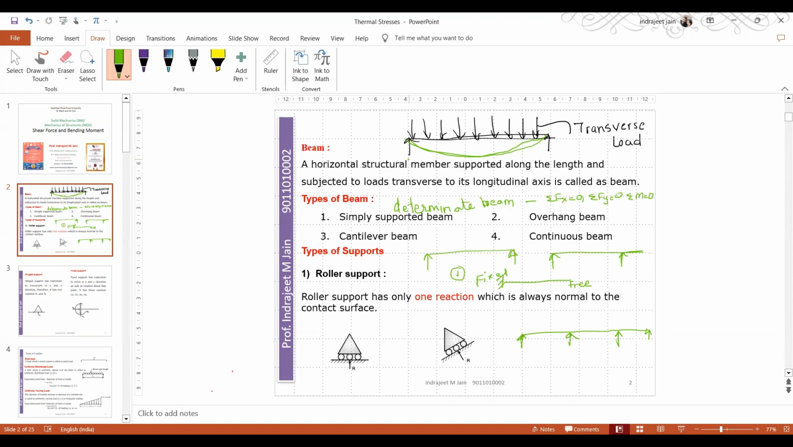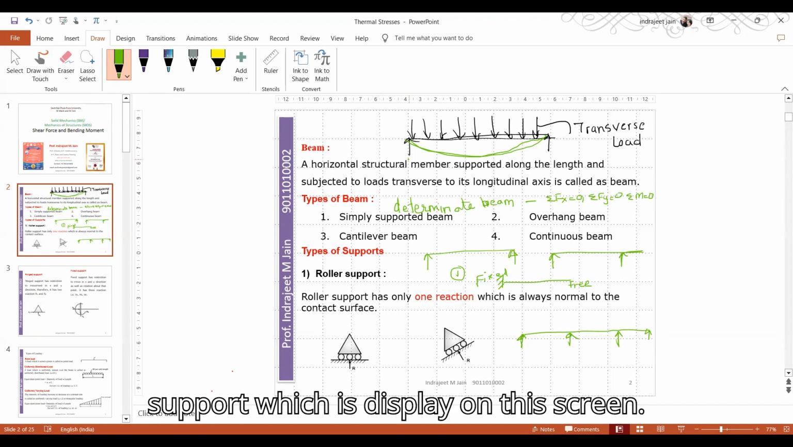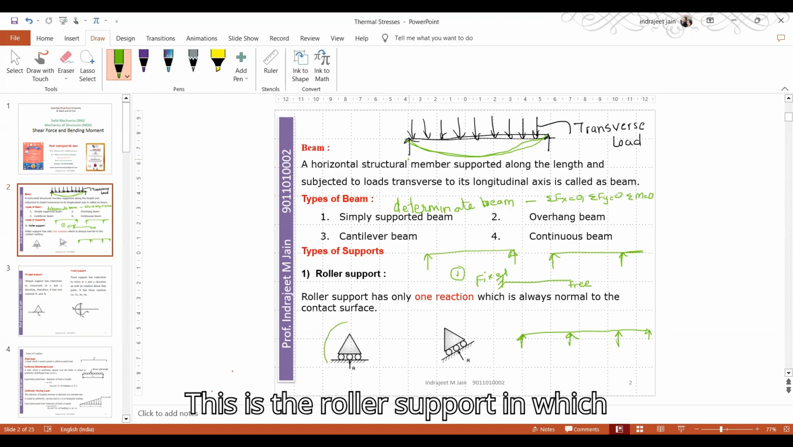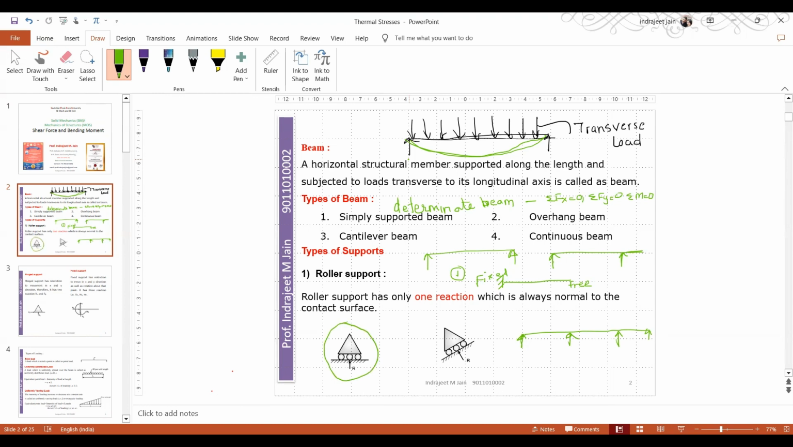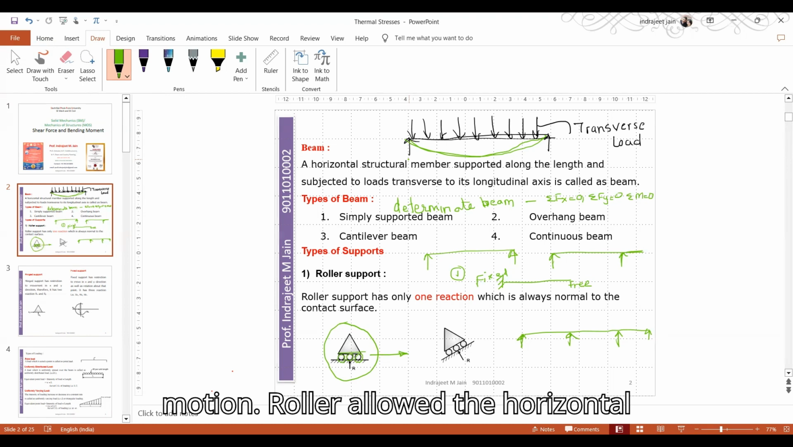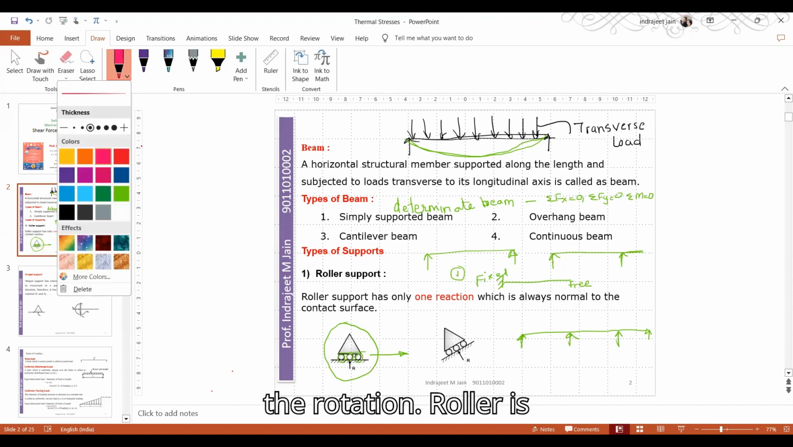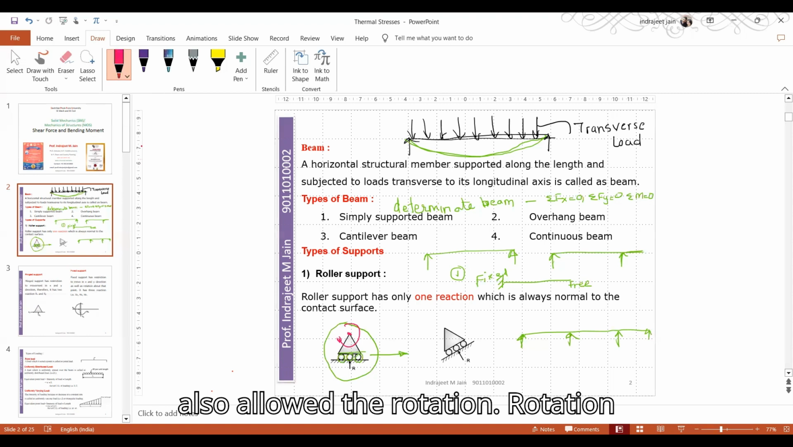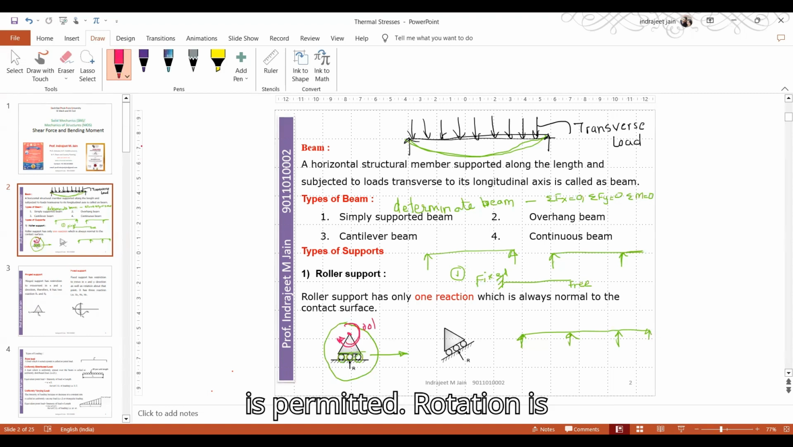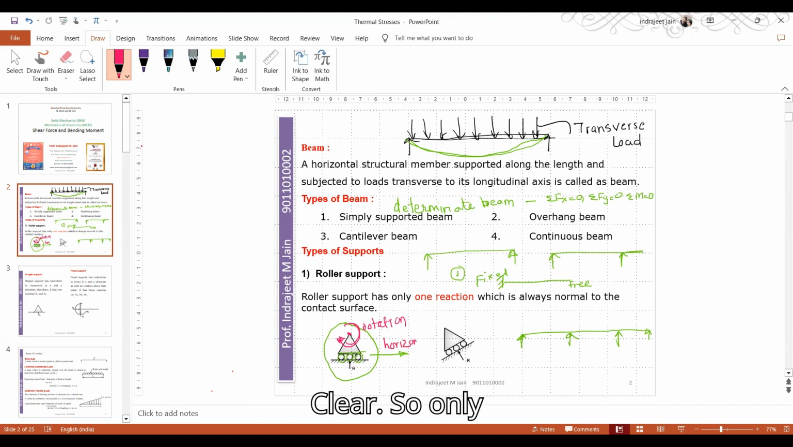Now supports. Every beam has various supports. The first support is the roller support, which is displayed on this screen. In the roller support, at the bottom of the support there are rollers. Clear? So what does the roller do? It allows the horizontal motion. It also allows the rotation. Rotation is permitted. Horizontal movement is allowed. Clear?